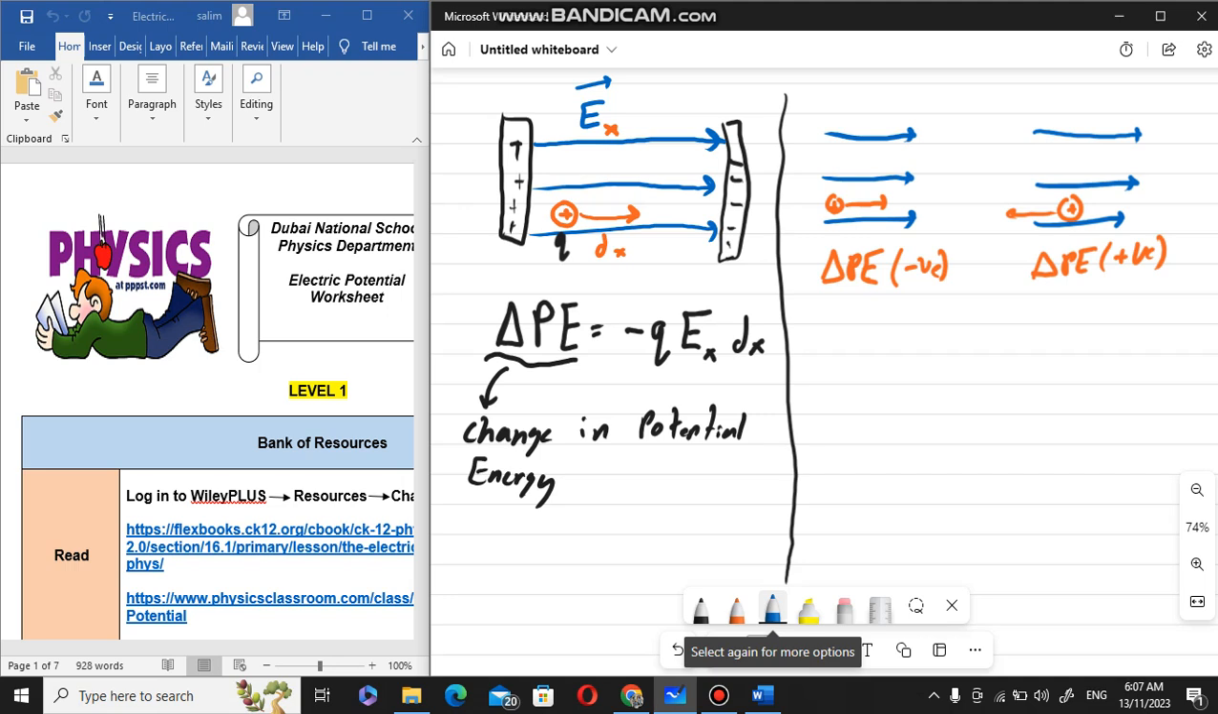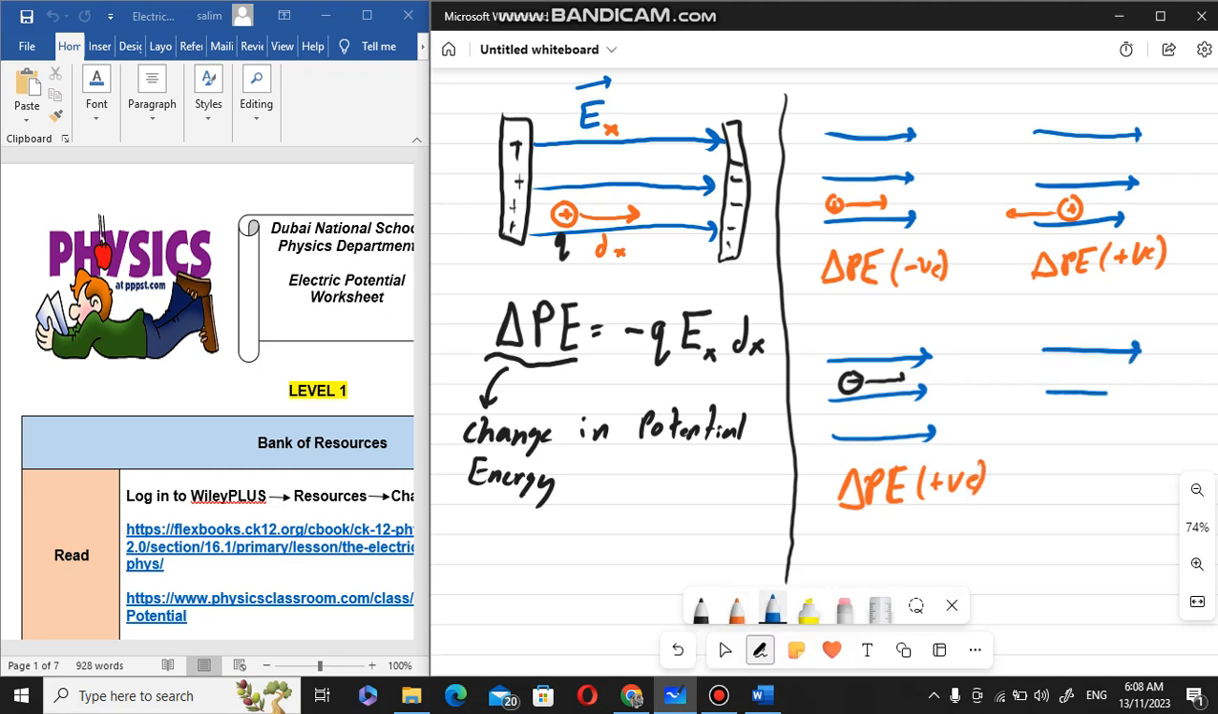For the negative particle, it's the exact opposite. In the same direction as the electric field, it means that we will have a negative charge going to the negative plate. So negative going to negative means that the potential energy will be increasing, or the change in potential energy will be positive.